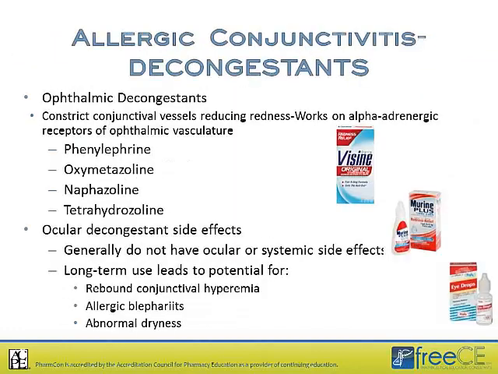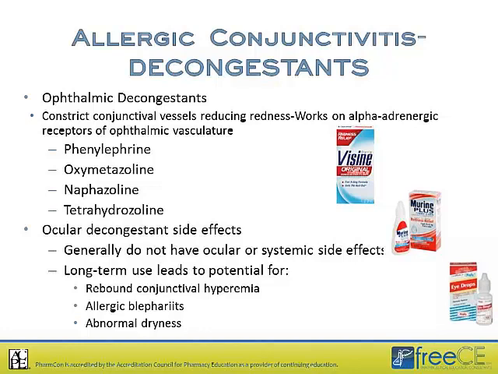All right, let's talk about allergic conjunctivitis and treatment with decongestants. Now, if we can use topical antihistamines, we can also use the topical decongestants. Ophthalmic decongestants work by constricting those conjunctival vessels and reduce redness. They work on alpha adrenergic receptors of the ophthalmic vasculature. The drugs that we'll use for that are phenylephrine, oxymetazoline, naphazoline, and tetrahydrozoline.